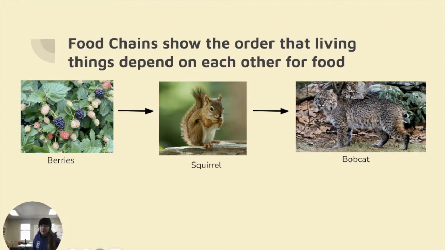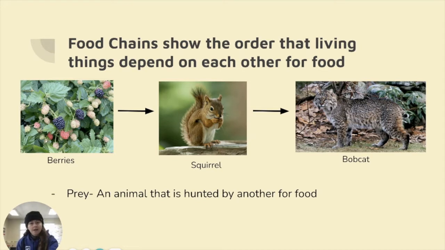So we will start off with learning about food chains. And food chains just show the order that living things depend on each other for food. So you can see in this example, we have squirrels, which eat berries, and then we have bobcats that eat squirrels. So they're in a nice little chain there.